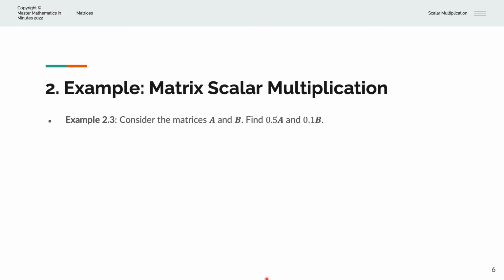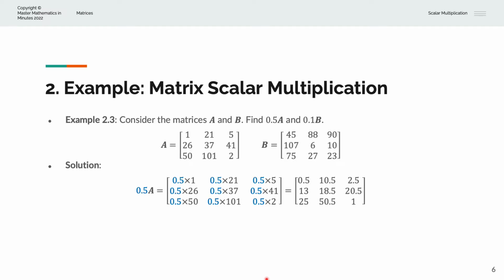So in the third example, we've been given matrices A and B, and we're asked to find 0.5 times A and 0.1 times B. So to find 0.5 times A, again we multiply each corresponding entry by 0.5. Starting with the first entry, we'll multiply 1 by 0.5. And the second entry, we multiply 21 by 0.5. And for the third entry, we multiply 5 by 0.5.